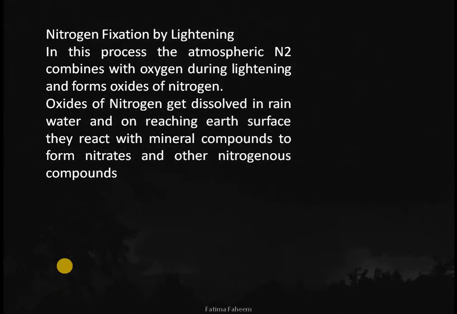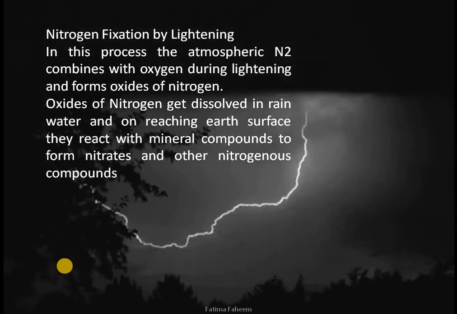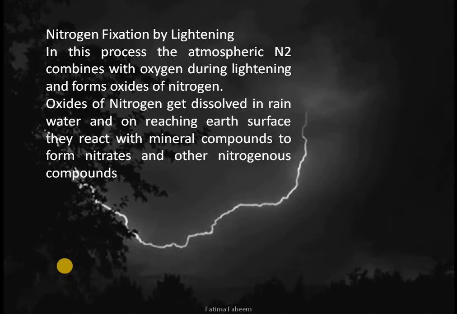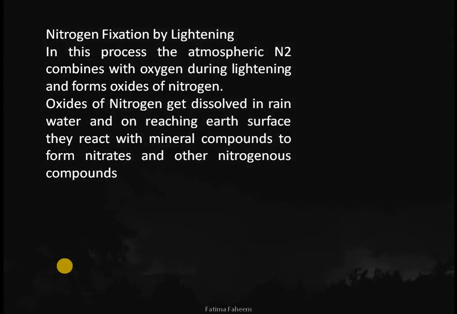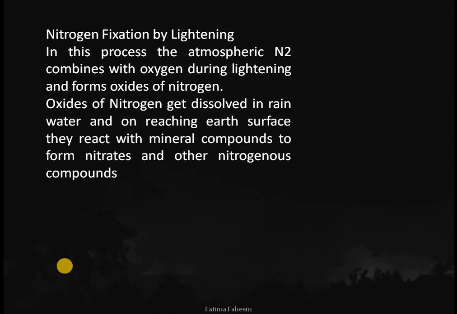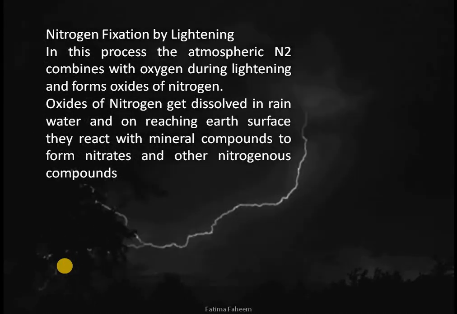Next is nitrogen fixation by lightning. I told you in our previous slides that lightning is actually electric discharge, or discharge of electrons. It's a high energy voltage phenomenon whereby heat is produced. This heat causes the reaction between the atmospheric nitrogen and oxygen. Normally nitrogen and oxygen do not react in the atmosphere. They both are inert gases like noble gases. But when heat is provided, these two react and form oxides of nitrogen.